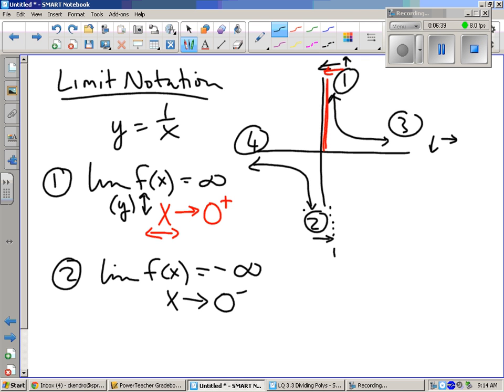Now this only happens with the up and down, where you have the little plus and minus. This only happens with arrows 1 and 2. We don't have that with arrows 3 and 4. All right, so let's try number 3.